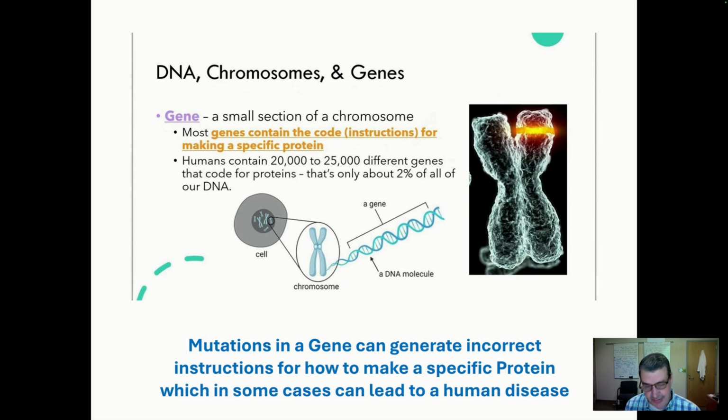Unfortunately, mutations can occur in genes. That generates incorrect instructions for how to build a specific protein. In some cases, that mutation, which will cause a protein not to be assembled correctly, can lead to a human disease, not oftentimes, but it can. And that's what we're here to talk about.